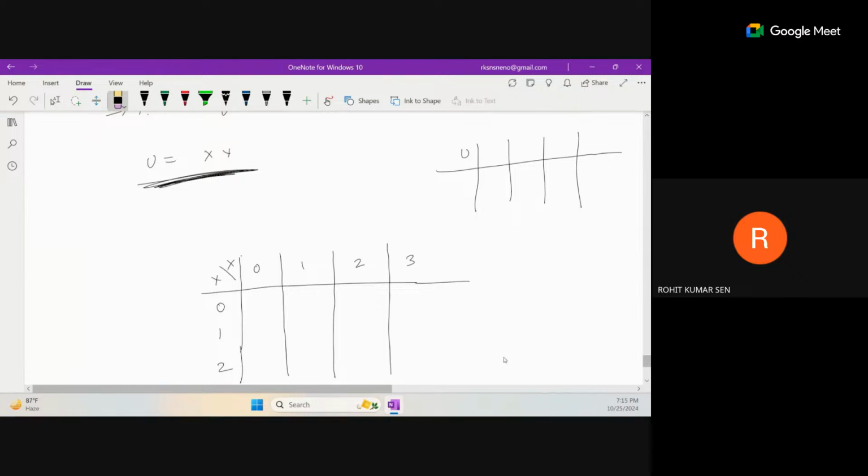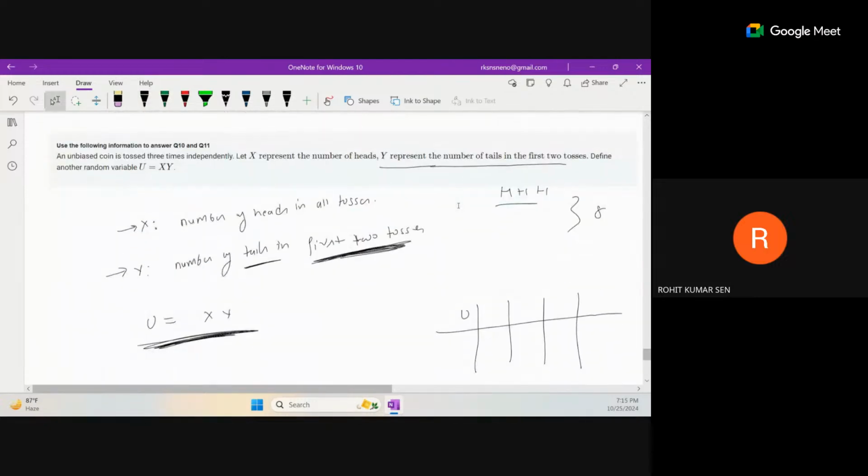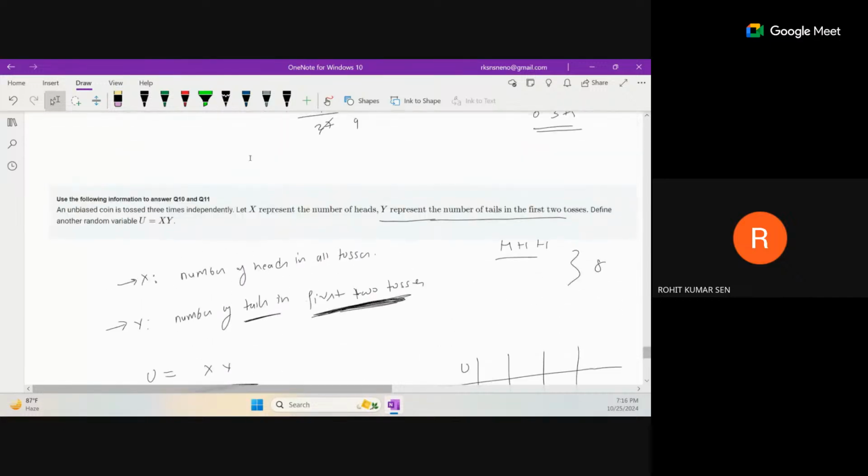So let's see how we can find it. One thing is, we are tossing the coin independently, but if you see, my X and Y may not be independent. We cannot write probability of X = 0, Y = 0 is equal to probability of X = 0 into probability of Y = 0. Why? Because my Y is dependent on X, right?